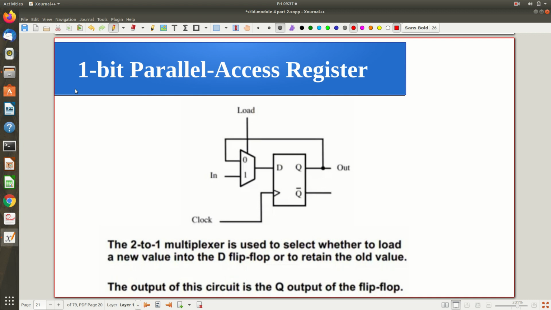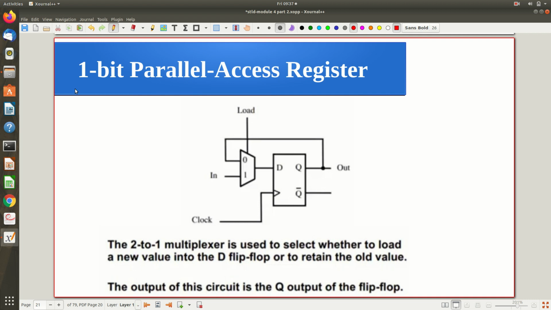Okay, and as we are storing and taking in a parallel way, we can call it a parallel access register. Access means read as well as write, right? So whether you want to write something into the register or read from the register, that is access, and we are doing it in a parallel way. So that is the general terminology.